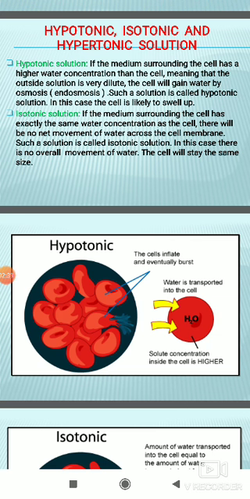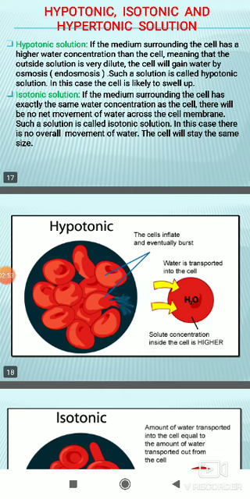So if the medium surrounding a cell has a higher water concentration than the cell, that means outside the cell the solution is very dilute, and inside the cell the concentration of water is less. As a result, what will happen? The water from the outside medium will enter into the cell, and as a result the cell will swell up. So this is one example. For showing the example, I have taken red blood cells, RBC, in the slide. You have kept the red blood cell in a hypotonic solution. It means outside the water concentration is very high and inside the cell the water concentration is less.